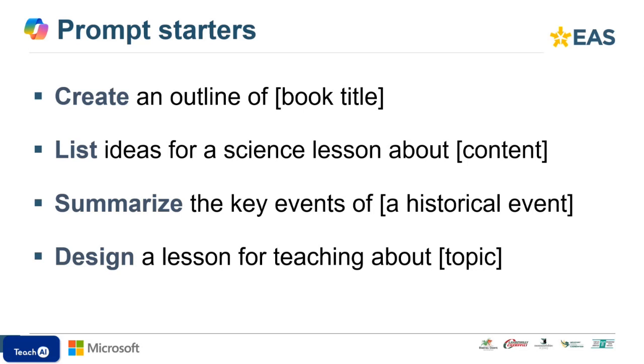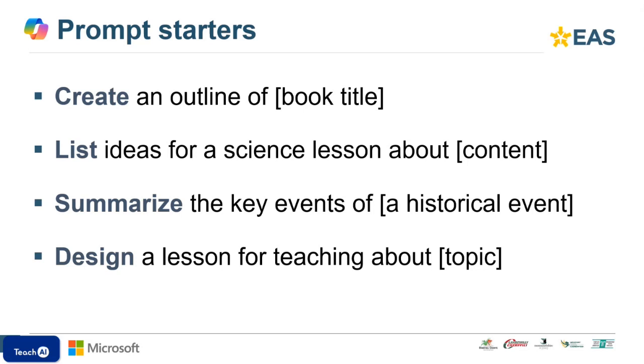If we want to go to a really basic level, this is what I'm going to ask AI to do for me. I could ask it to create an outline of a book. I could ask it to list some ideas around a science lesson. I could ask it to summarize the key events of a historical event, or anything that you could think of. And I could also ask it to design a lesson for teaching about a topic or context or idea. So they are very, very basic prompt starters that I could use. Now, if I place those into my generative AI tool, I'm going to get out a very generic, simple response.